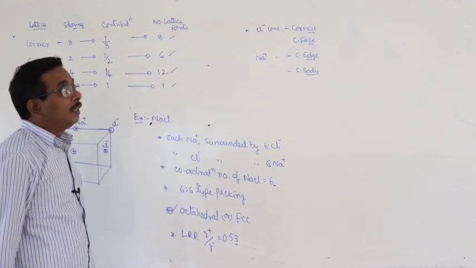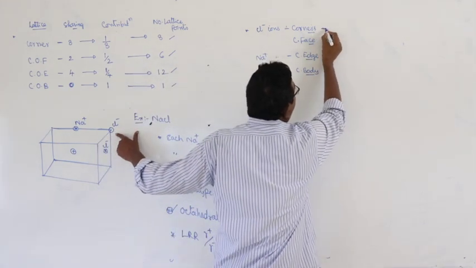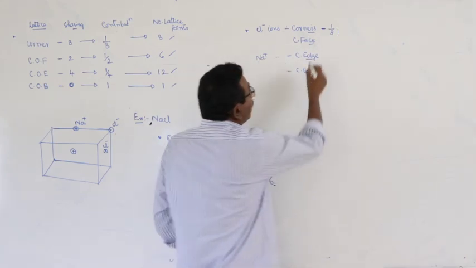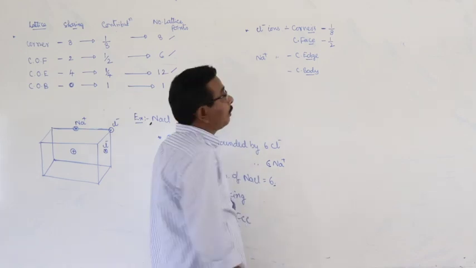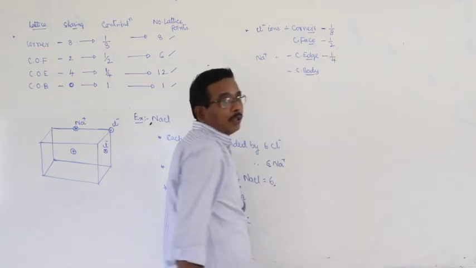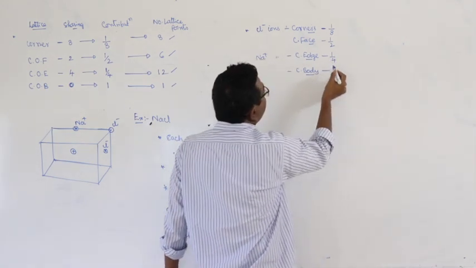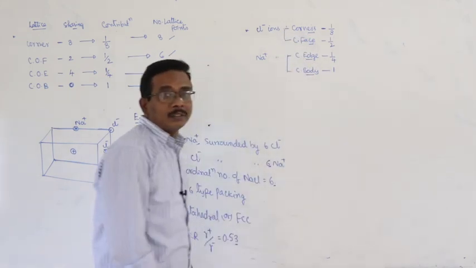And here, each chloride ion present at the corner contributes how much part to the construction of unit cell? 1 by 8. And ion present at the center of the face contributes half. Ion present at the center of the edge contributes how much part? 1 by 4. Ion present at the center of the body contributes how much part? 1. Okay. Right.